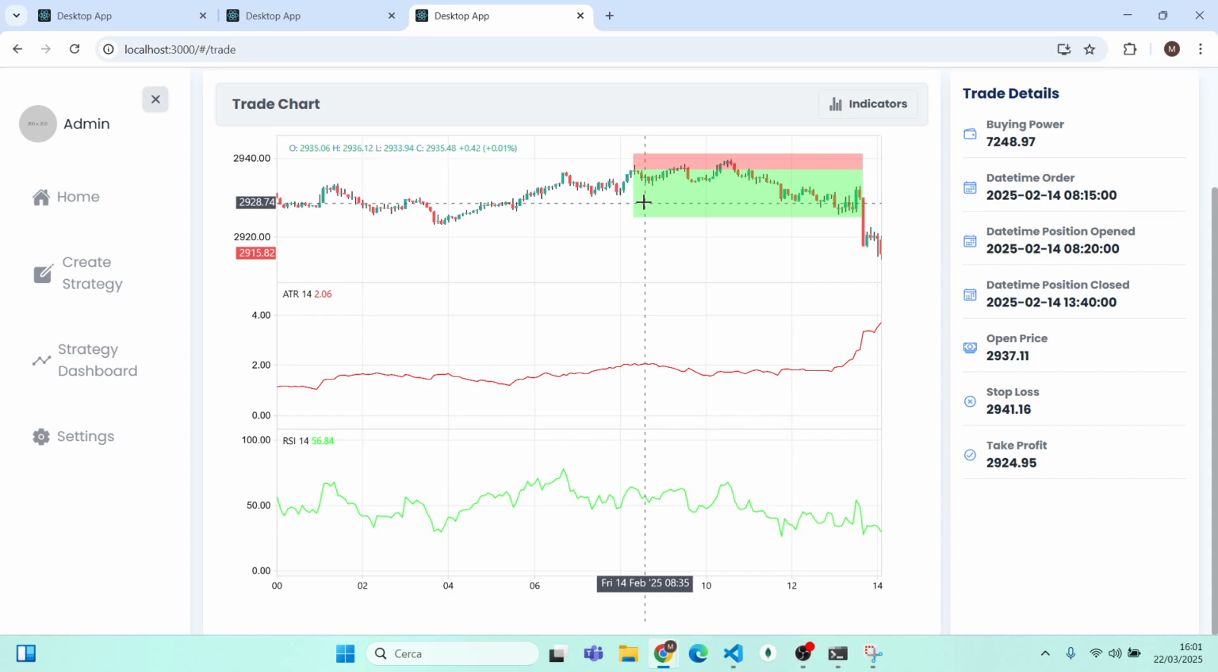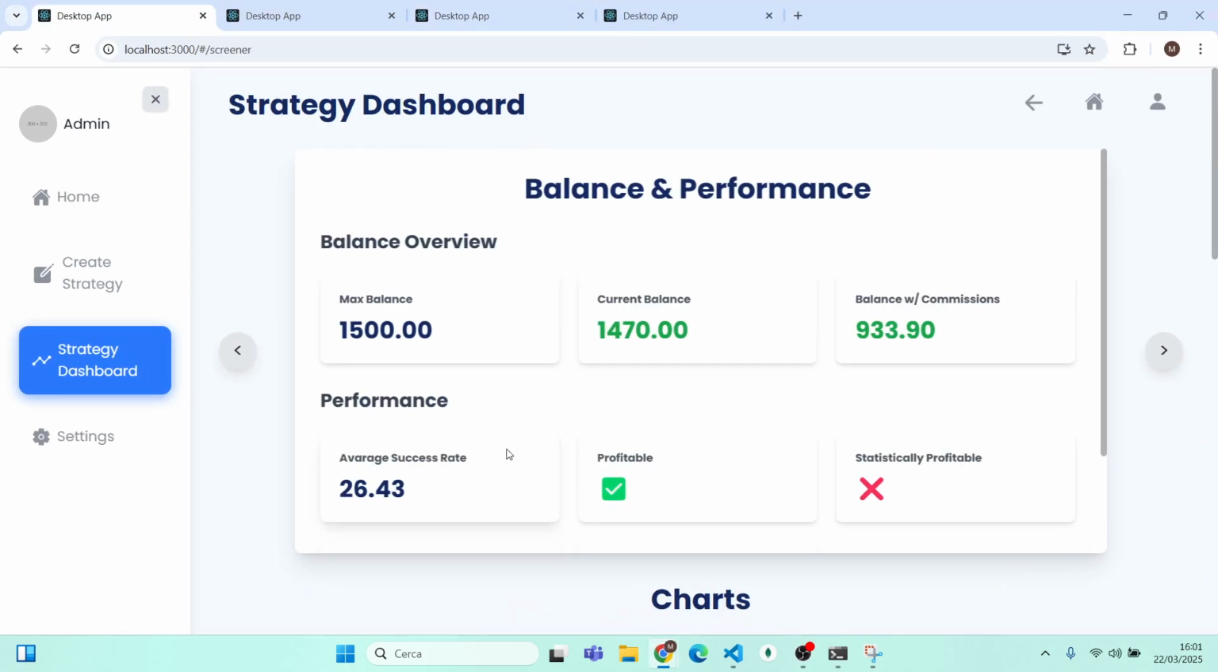But how this strategy will perform over years of data, let's find out together, and let's see the result on the test dataset. And as you can see, 26.43 as our success rate. We can see it's not statistically profitable, it's profitable. The current balance is $4,070. Without commissions the balance would have been 900 and some dollars.